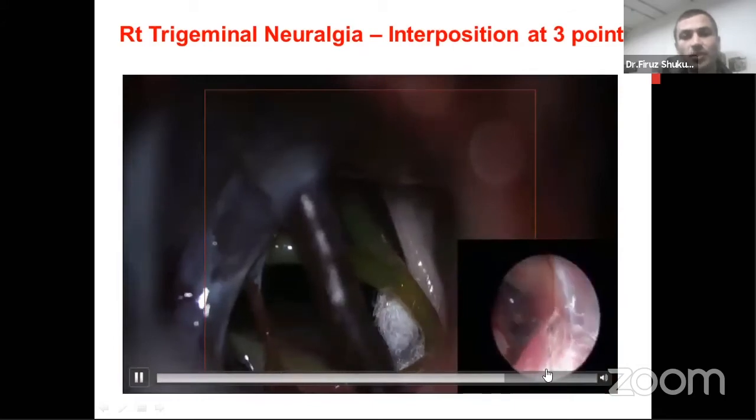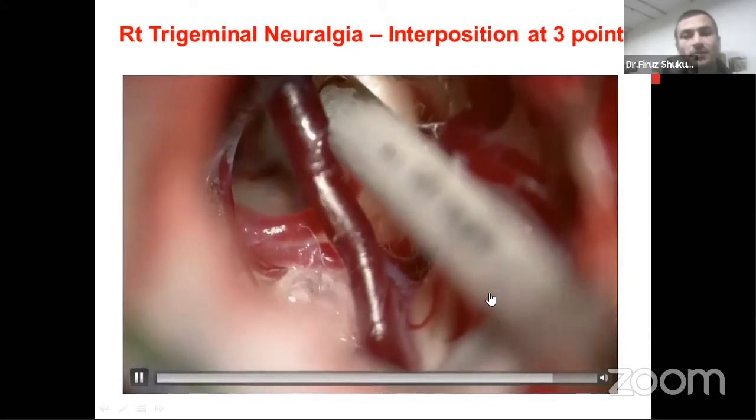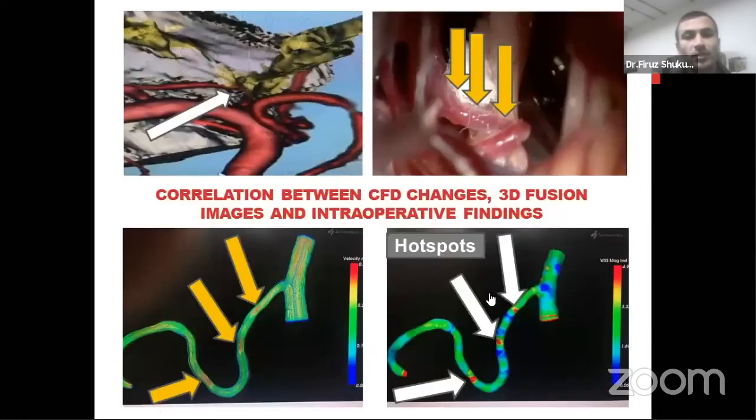ICG was done and the intraoperative findings were compared with the CFD findings. After comparing, a correlation was found with the CFD changes. This is the CFD, which describes the streamline flow of the offending artery, the superior cerebellar artery. This is the wall shear stress of this artery. This is the intraoperative finding. You can see that in this case, the neurovascular conflict places correlate with these hotspots in wall shear stress and in streamline flow.